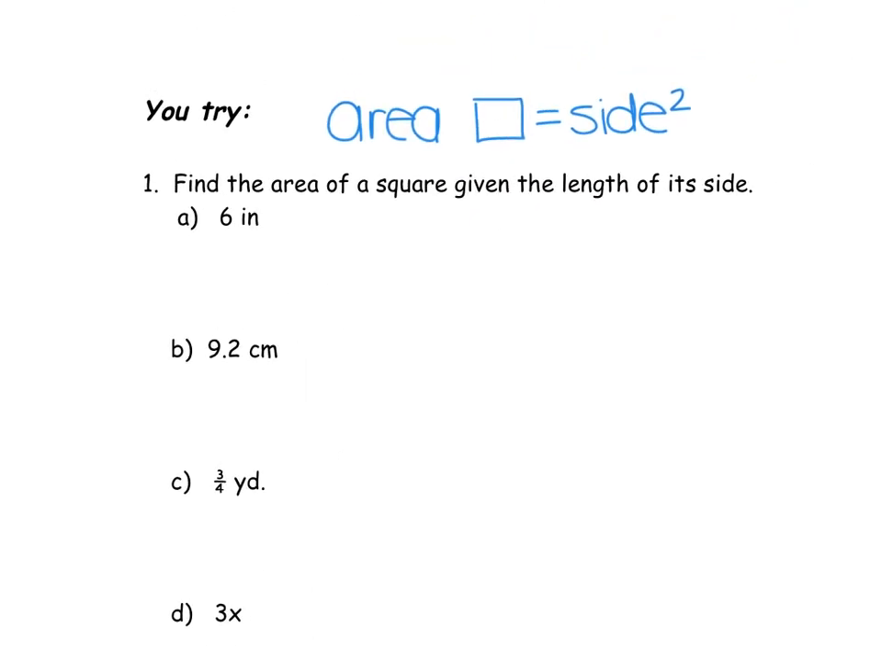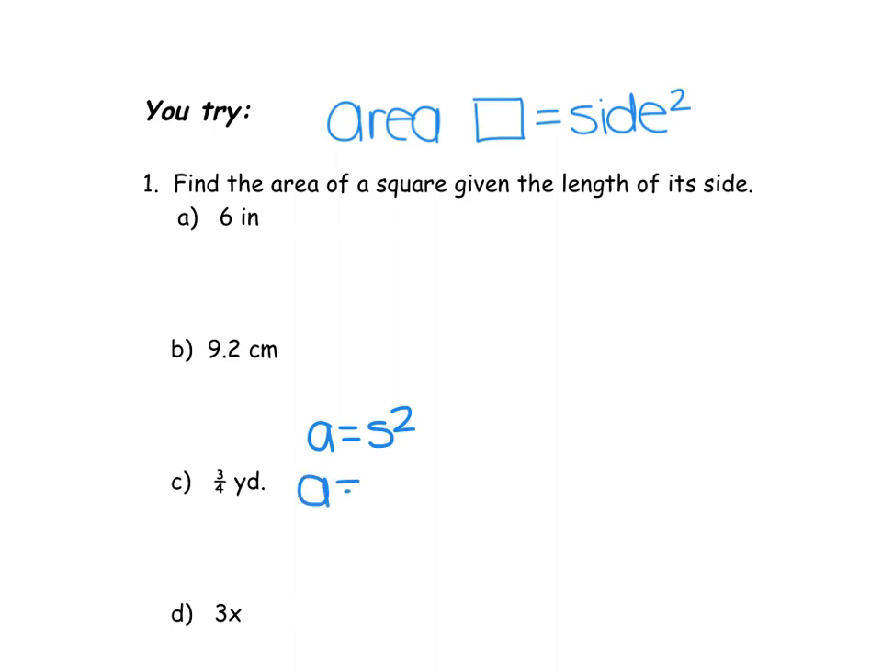So I tried to pick out a couple that you might have some issues with because they're just simply not as easy as the other ones. They have fractions or variables. So, starting with C, the area equals side squared. It says find the area of a square given the length of its side.